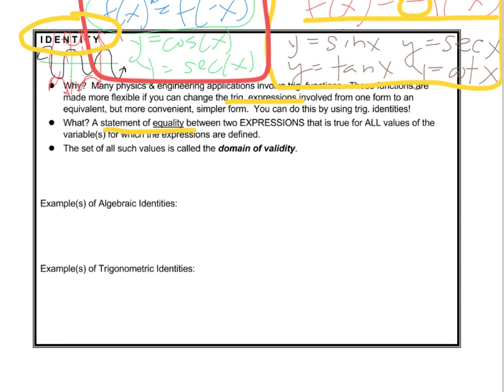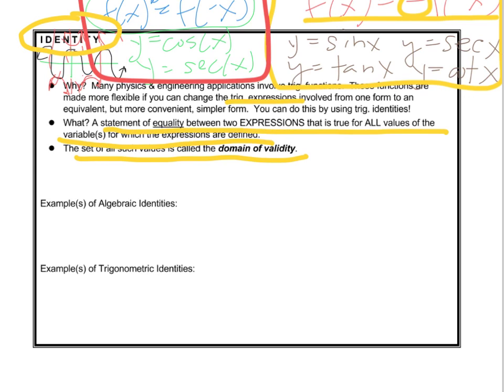So what is an identity? It's a statement of equality between two expressions that's true for all the variables for which they're defined. That set of values where two things are equal is called the domain of validity.